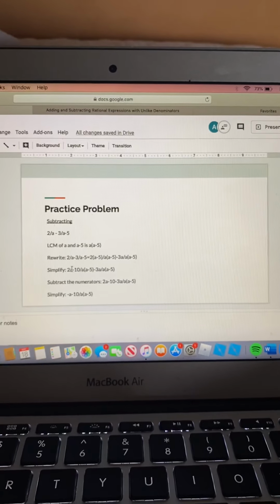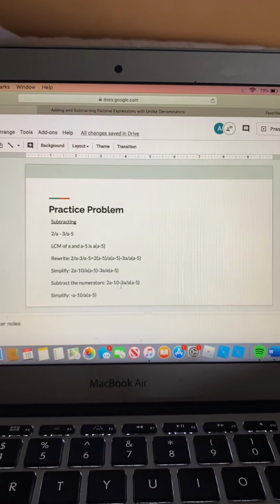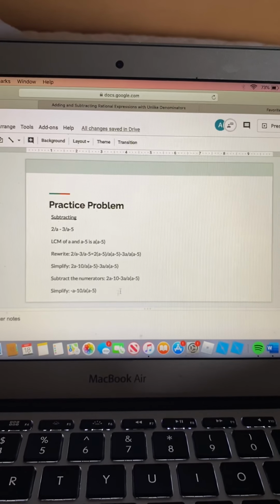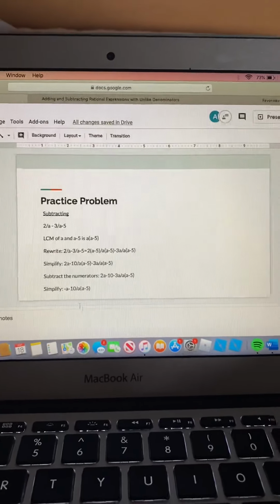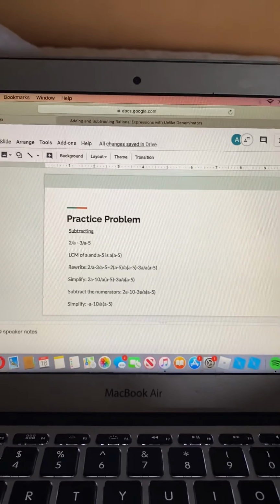You have to subtract the numerators, which would be the rest of the equation right here. And then we would just simplify this to get our final answer, which would be -a minus 10 over a open parentheses a minus 5 close parentheses.